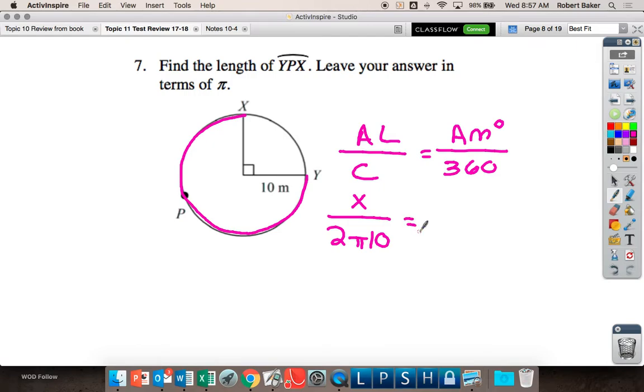Now we need the measure of the pink arc. How many degrees is that angle? So this one's 90, right? But I don't want that one because that doesn't describe the pink line. So I have to do 360 minus 90 to get the other arc, which is 270.